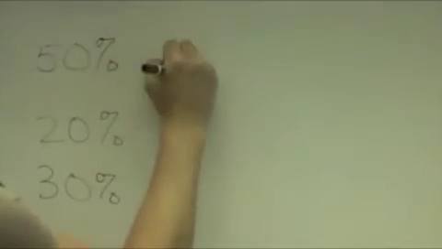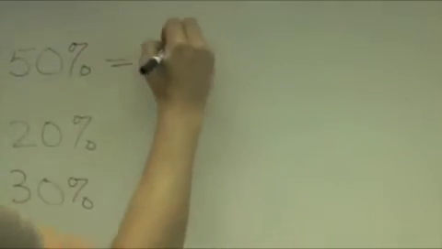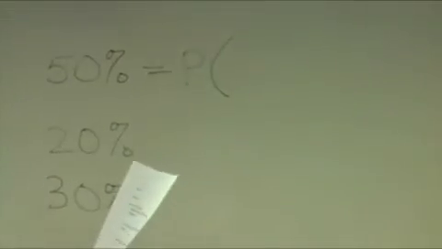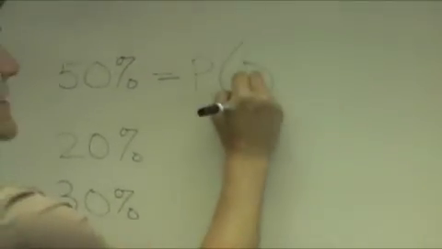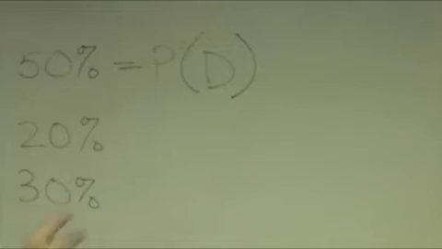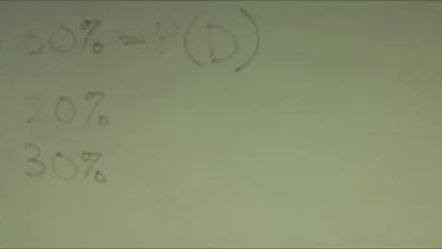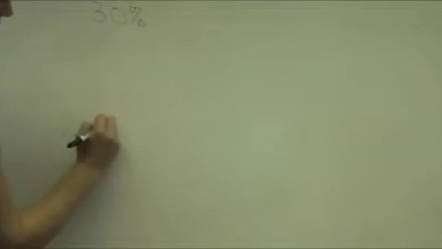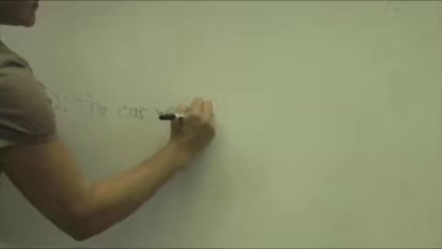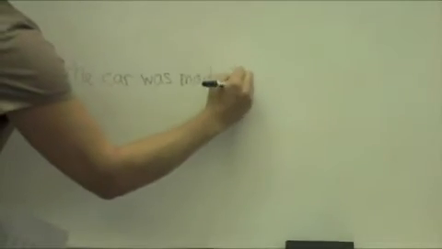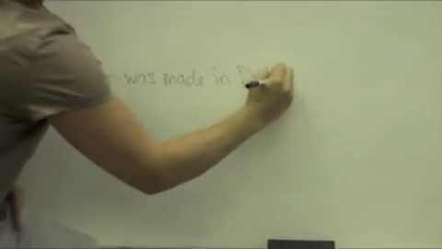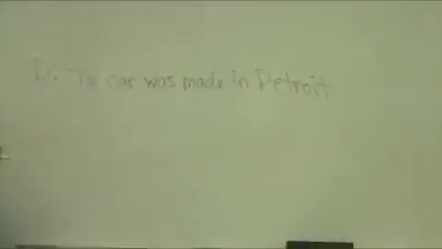corresponds to the probability that the car was made in Detroit. And if I want to represent Detroit with a D, again, I'm going to note down here what that D represents. The car was made in Detroit. Now that I've defined that variable, I can keep using it throughout the problem.